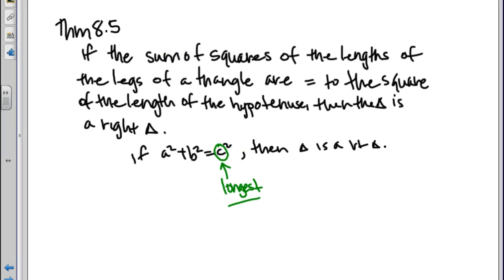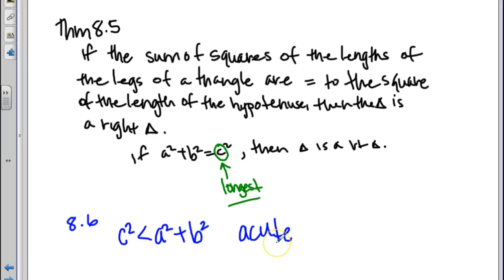Now, here are the inequality theorems. Here's where we're going to bump it up a little bit. All right, so 8.6. If the square of the length of the longest side of the triangle is less than the sum of the squares of the lengths of the 2 sides, then the triangle is an acute triangle. So in other words, let me say this a different way. If c squared is smaller than a squared plus b squared, it's an acute triangle.